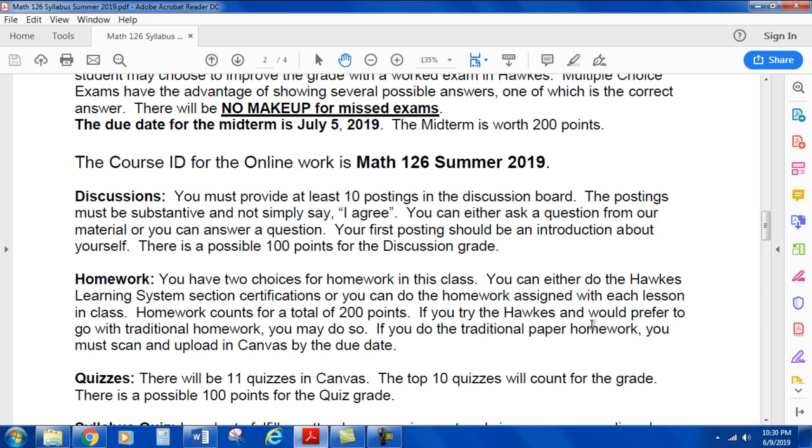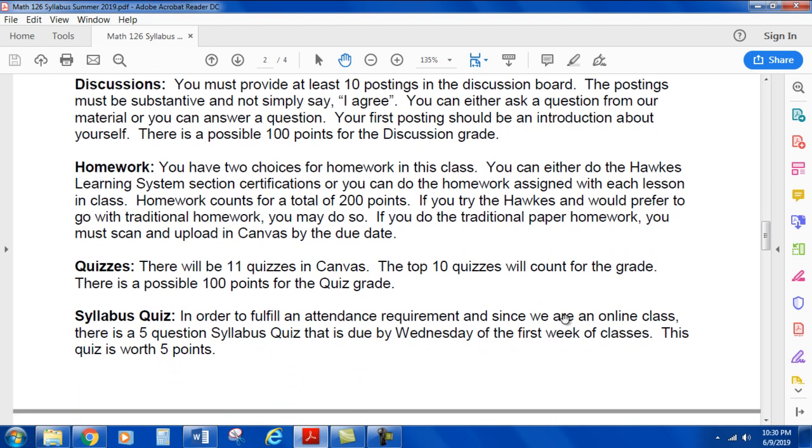If you do the traditional paper homework, you must scan and upload it in Canvas by the due date, and there'll be an upload feature there. I talk about some ways to get a single PDF. I don't want 20 separate pages. I don't want JPEGs. It takes a lot of space, and I have to download them to view them. It's much more work. So please do a single PDF for that.